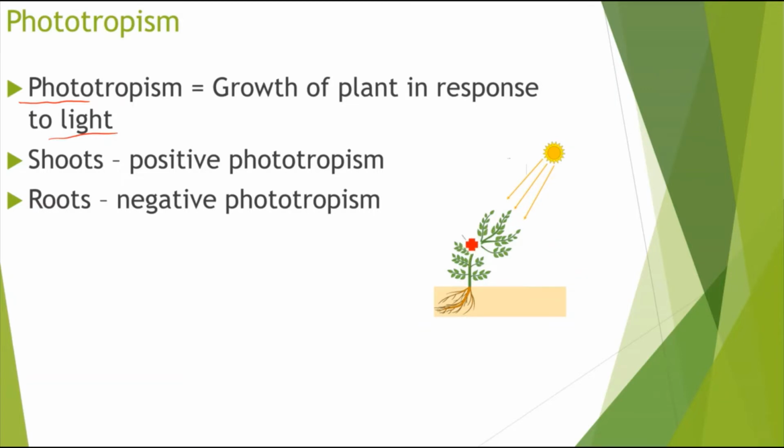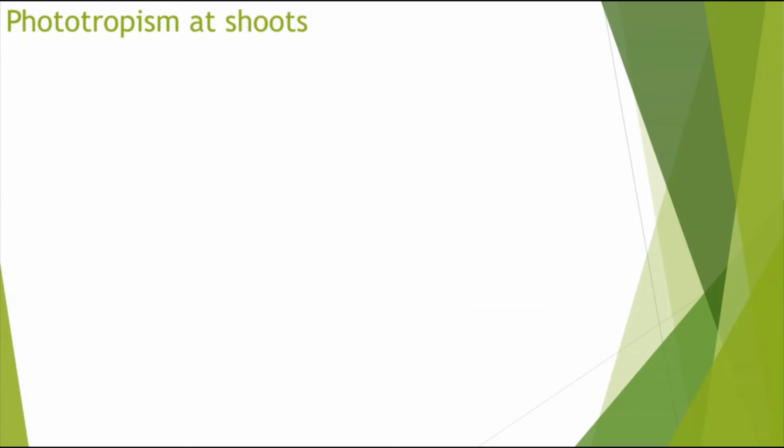Just looking at a picture, what you can see is the shoots are growing towards the sunlight, towards the light, whereas the roots are growing away from the light. So this would be negative phototropism. So, phototropism at shoots: you need to know the mark points of how phototropism occurs, especially at shoots.